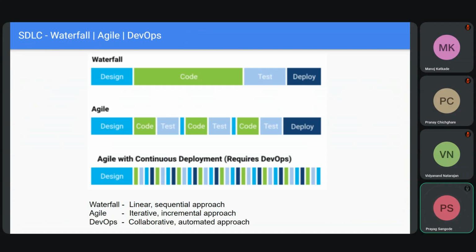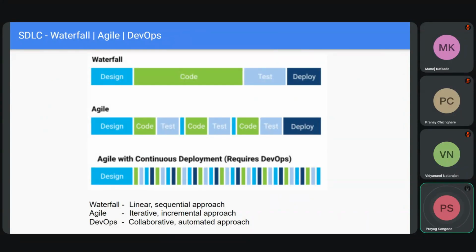Before going further, we also need to learn about the waterfall model, agile, and CI/CD, or continuous deployment. In the traditional waterfall approach, what happens? We design the code, the same cycle, and suppose designing the code, meaning planning and all, took 2 months.